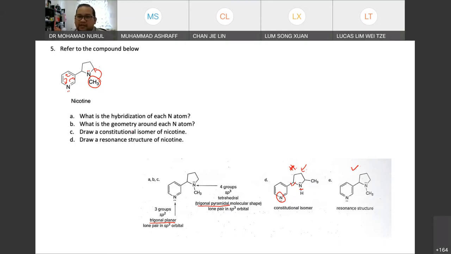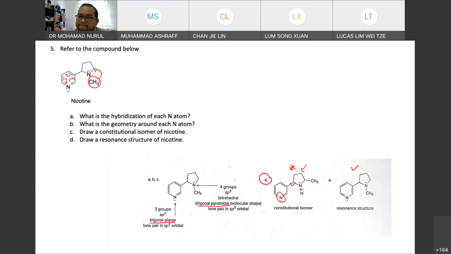Who has more questions? We have one participant today. Chan, yes. For 5C, is that the only answer for nicotine? Yeah, this is the answer for nicotine. 5C, draw the constitutional isomer. Yes, it's the only one answer.